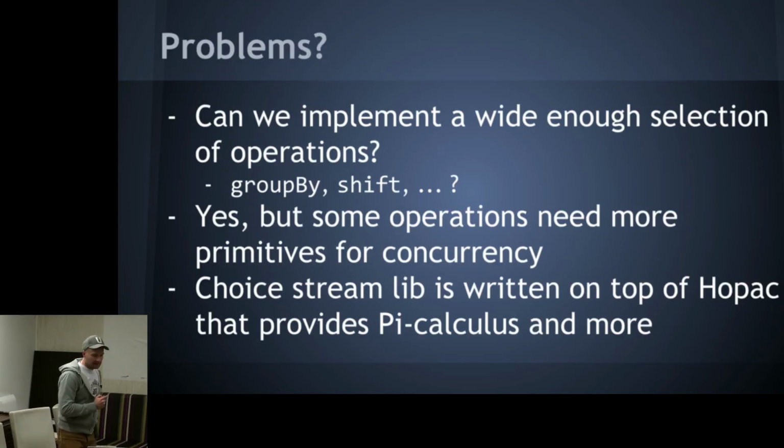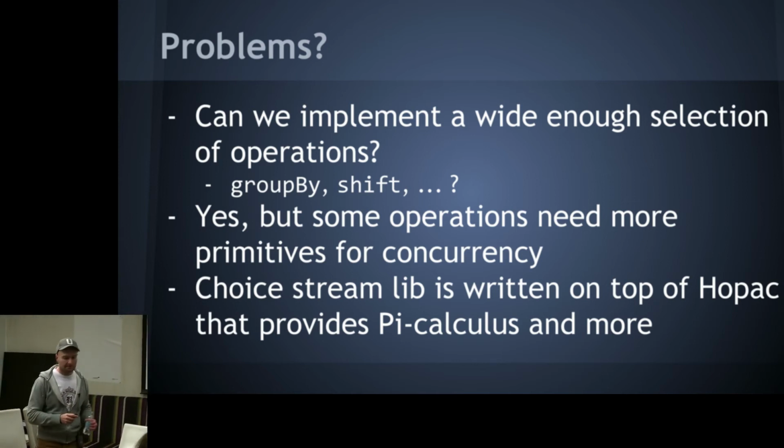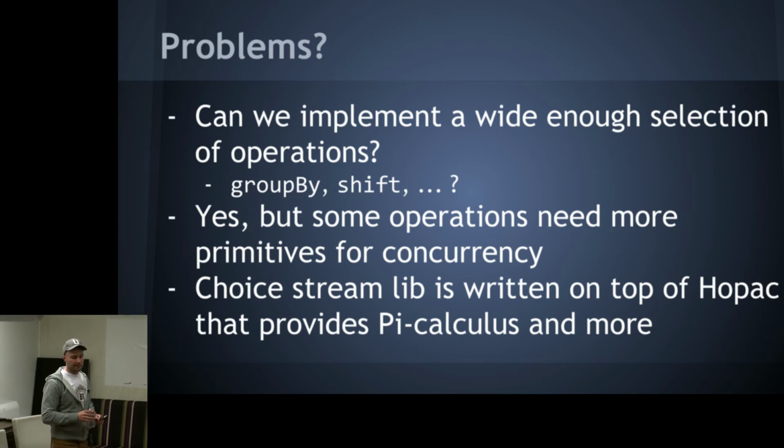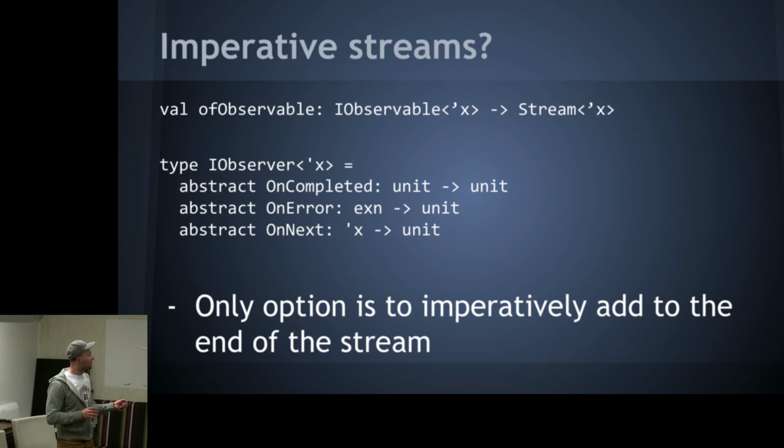So is this really enough? Do we need to extend the representation even further to make all the desired operations? One of the interesting things is that some of the operations are quite tricky to implement, like group by and shift. For instance, shift is like the RX delay operation. And in fact, Eric Meijer in a talk in 2014 said that he doesn't know how to do group by in a pull-based manner. But in fact, after that talk, it was implemented by RX Java and also by me independently in very different ways.